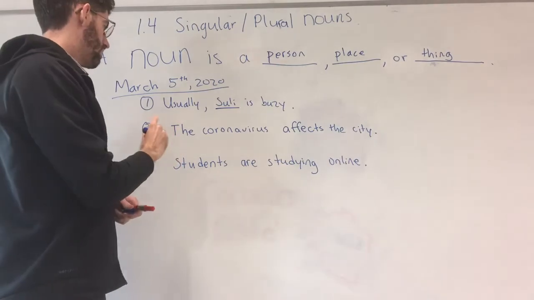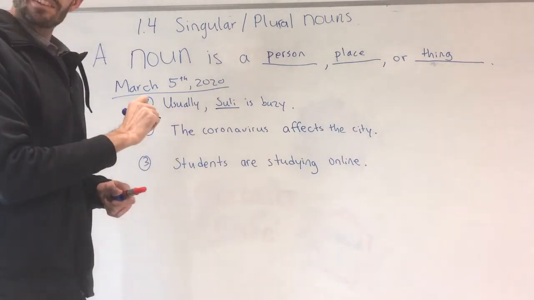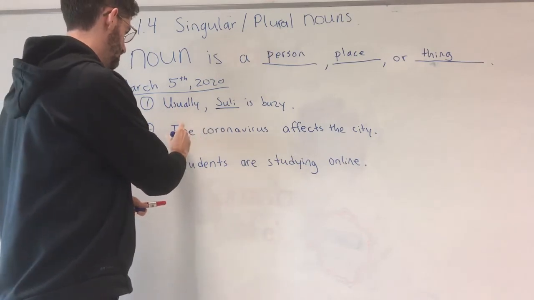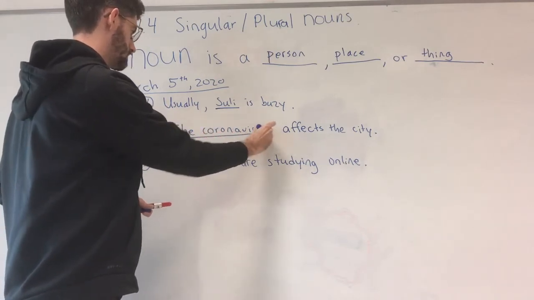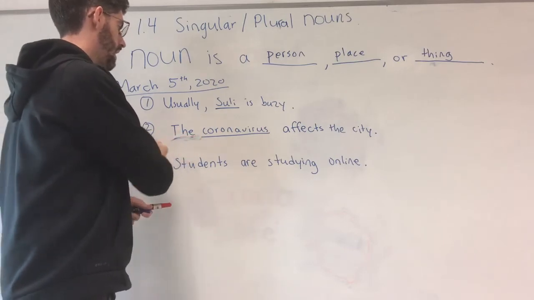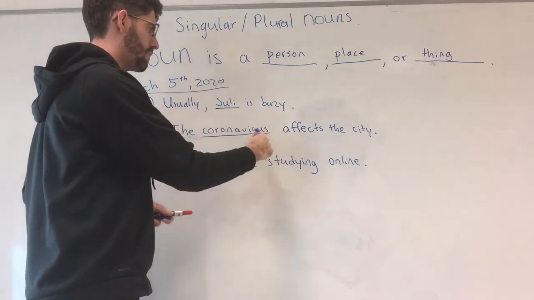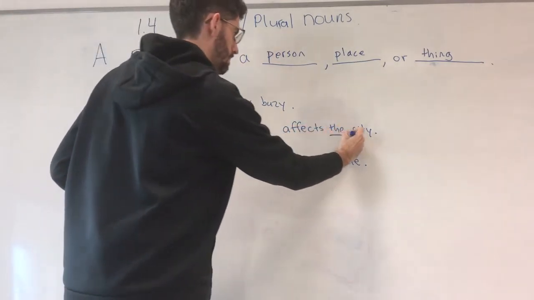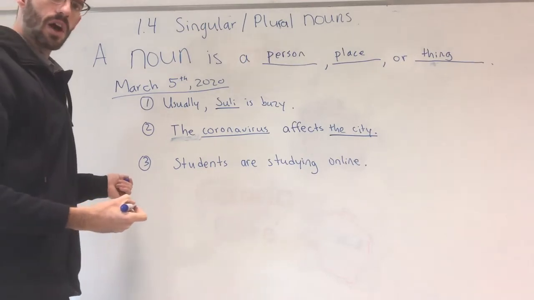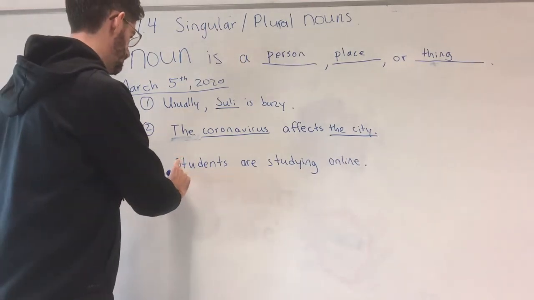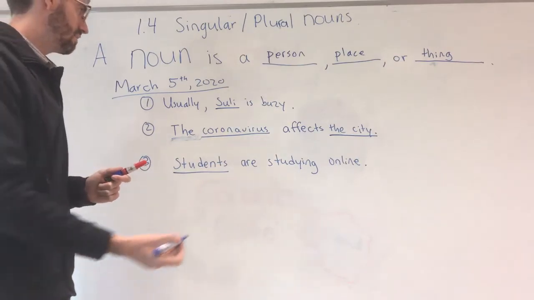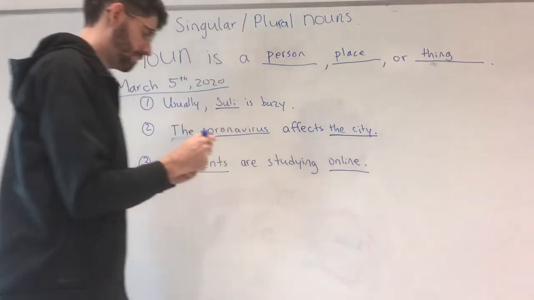Number 2, the coronavirus affects the city. We have a noun? Yep. Coronavirus is the noun, okay? And another noun. Yep, the city. Number 3, students are studying online. Students is a noun, and another noun. Oh yeah, online, okay?